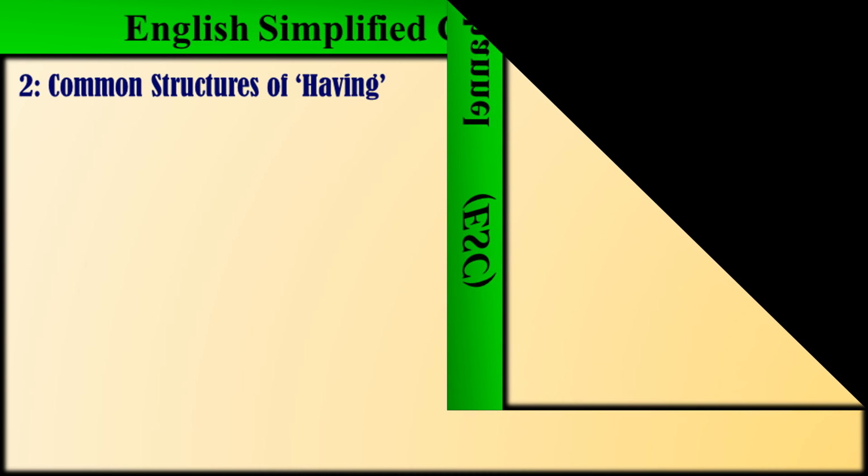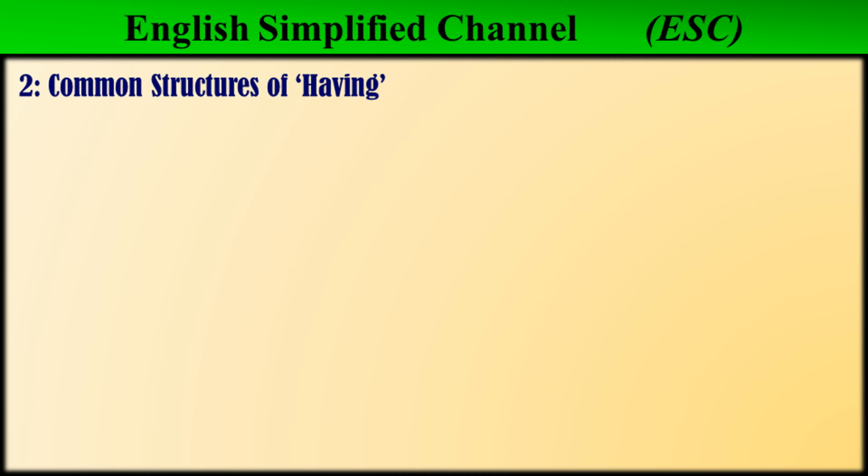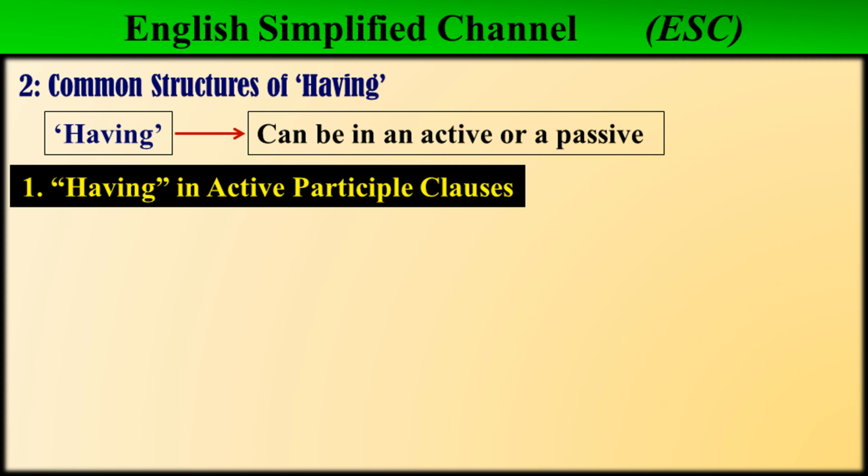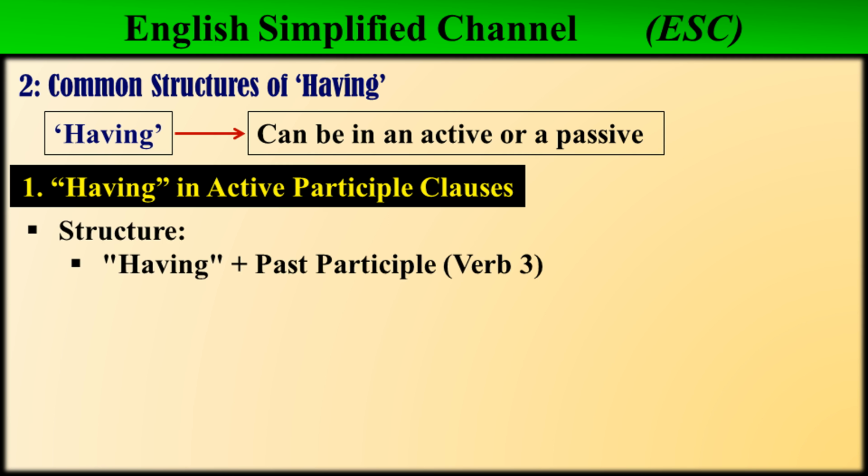Section 2, common structures of "having". When "having" is used at the beginning of a sentence, it can introduce either an active or a passive participle clause. Here's how to distinguish between the two. 1. "Having" in active participle clauses. These clauses describe an action performed by the subject of the main clause. Structure: having plus past participle, active voice.